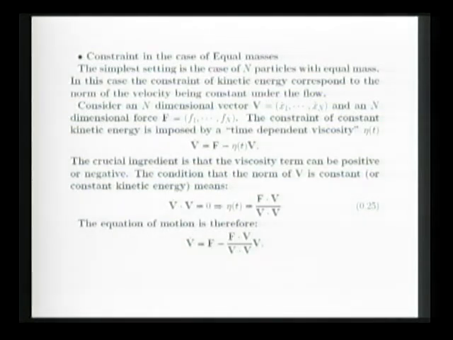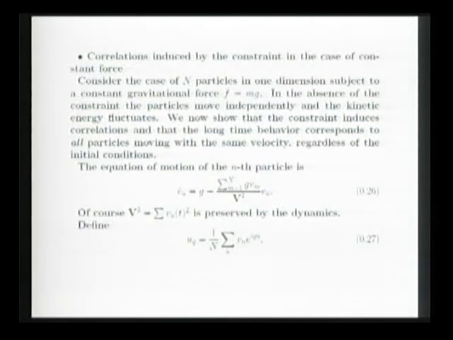So F is some potential, and the nice thing is to think about it with different potentials. In particular, you can look, for example, at the case of a constant force. The simplest setting is n particles in one dimension subject to a constant gravitational force, F equals mg. In the absence of the constraint, of course, the particles just move independently and the kinetic energy fluctuates. We want to look at the case where they don't move independently, where you have this constraint, and see what the long-time behavior of the system is.